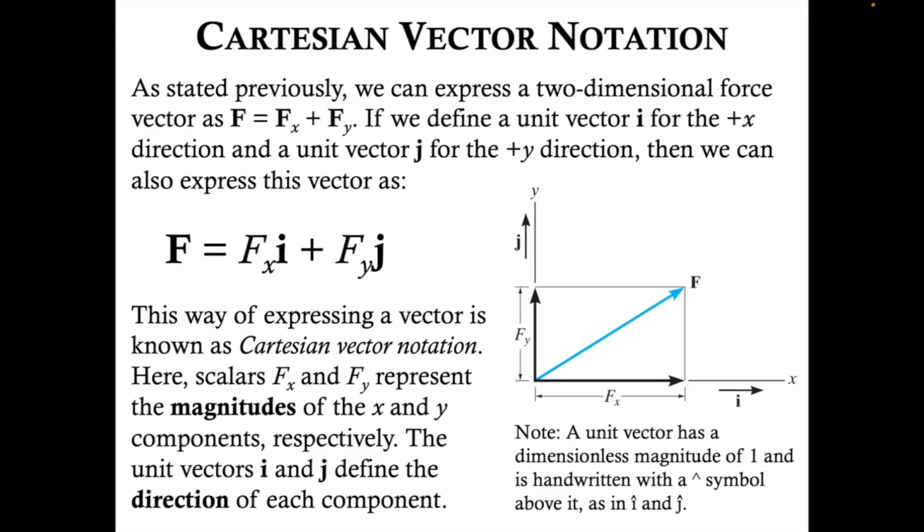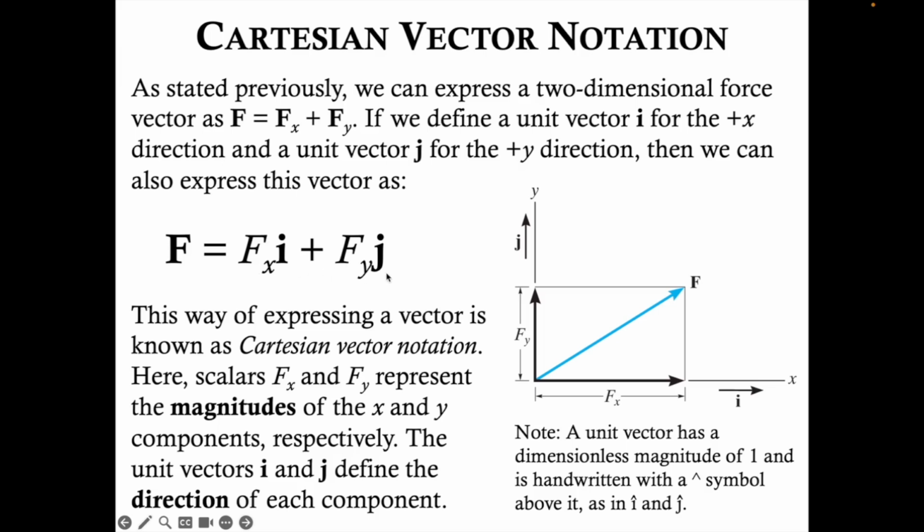Let's now introduce Cartesian vector notation. As stated previously, we can express a two-dimensional force vector as the sum of its components, where vector F equals vector F sub x plus vector F sub y. If we define a unit vector i in bold for the positive x direction and a unit vector j for the positive y direction, then we can also express this vector as the following. Vector F is the summation of two terms, F sub x i plus F sub y j.